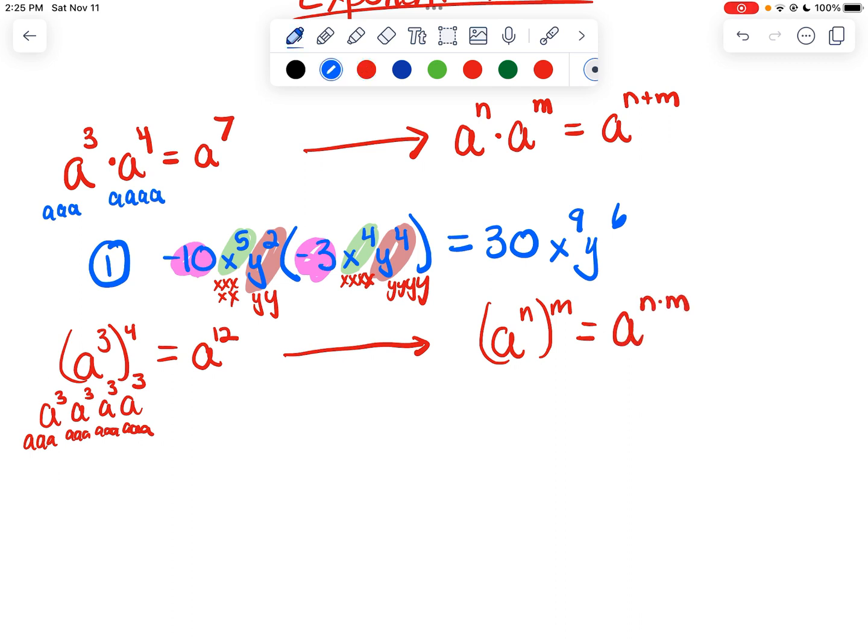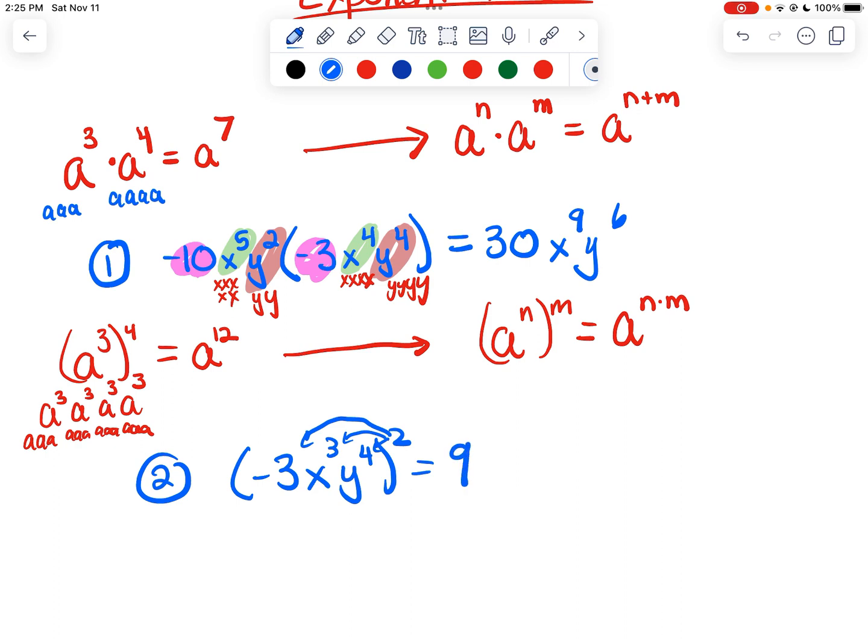A more complex problem on this might look like, let's say we had negative 3x to the 3rd, y to the 4th, squared. When it's outside the parentheses, we multiply, and we have to raise everything to that power. So negative 3 squared, negative 3 times negative 3, is 9. And then it would be x to the 6th, y to the 8th in our simplified form.